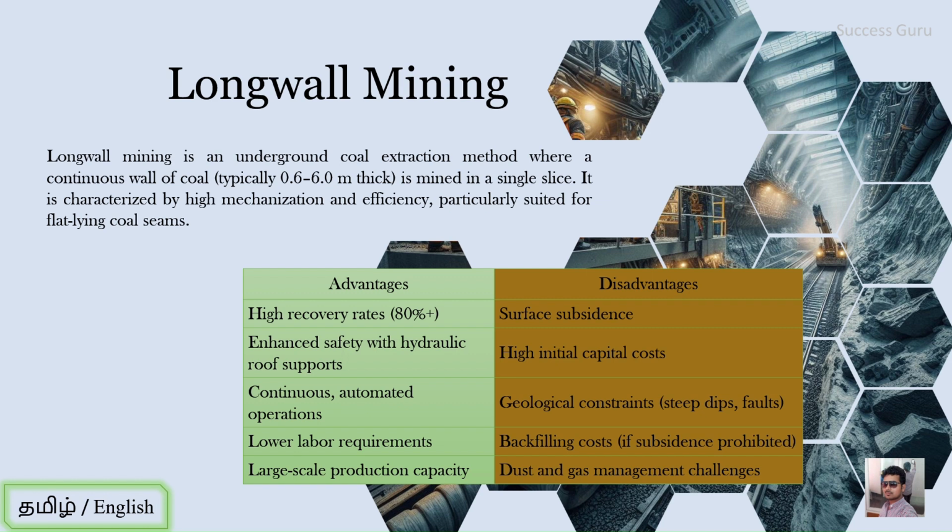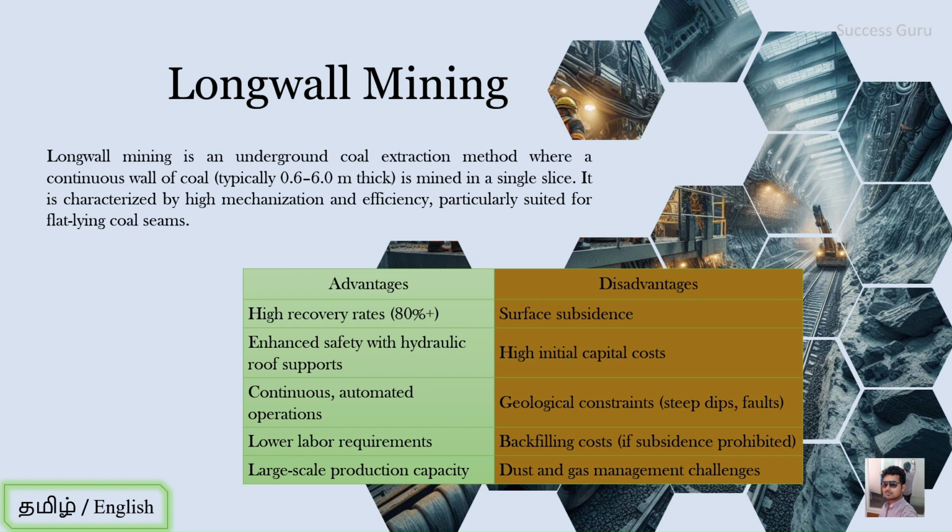Then how is the support taken, right? The second advantage is enhanced safety with the hydraulic roof support. So during mining they use some sort of hydraulic supports for the mine to be stable. Third, we have continuous and automated operation, that is the mechanization, high mechanization. So when it is continuous and horizontal, we can go for fully automated operation, with very little labor required, right?